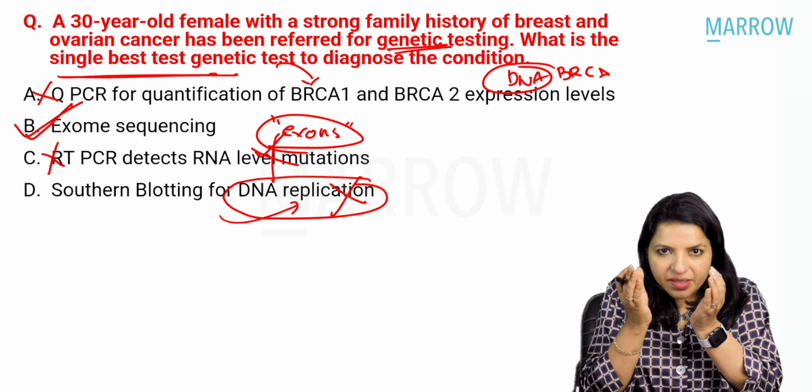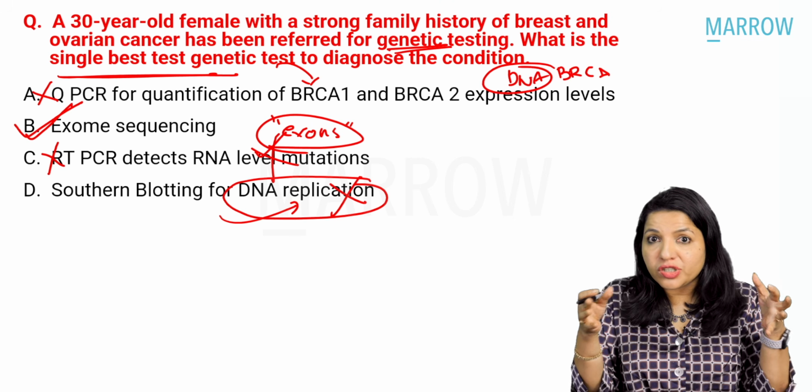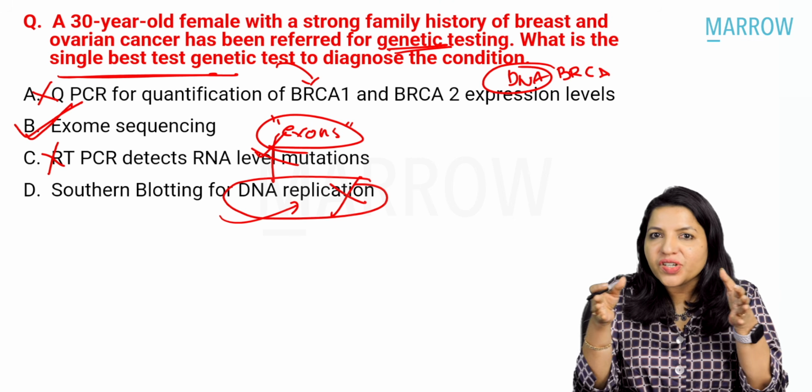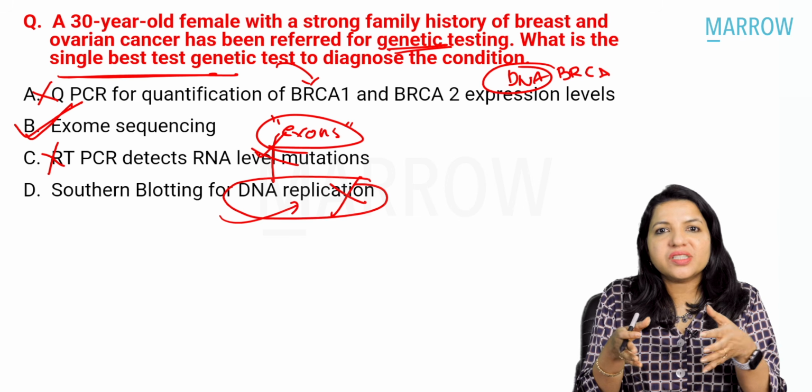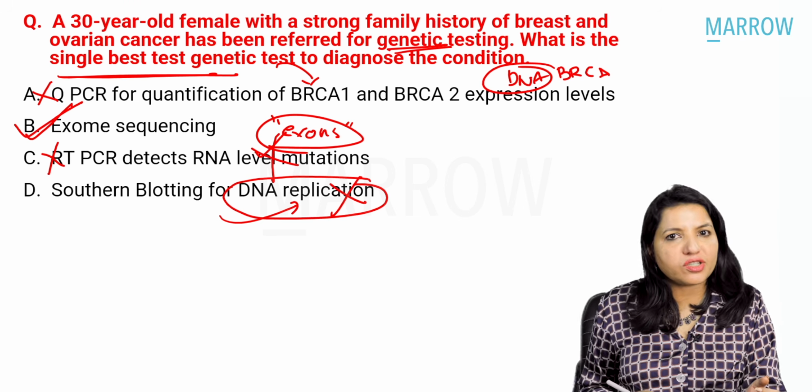Then the area we have to sequence can be reduced. Whole genome sequencing is very costly, so if we want to reduce the cost, what we can do is whole exome sequencing. So the answer here is exome sequencing.